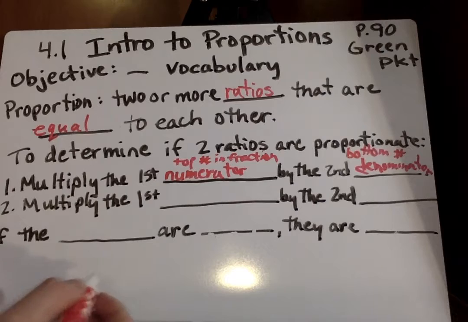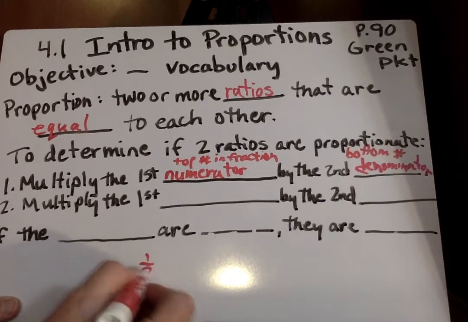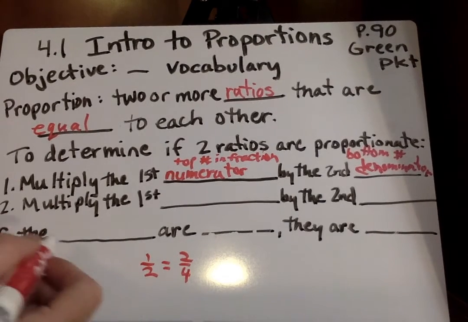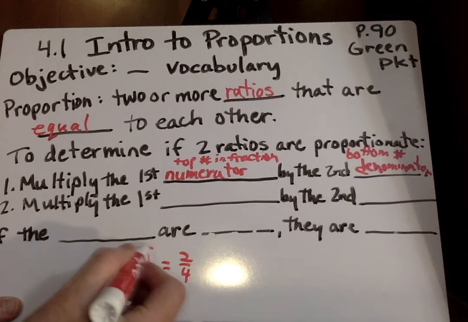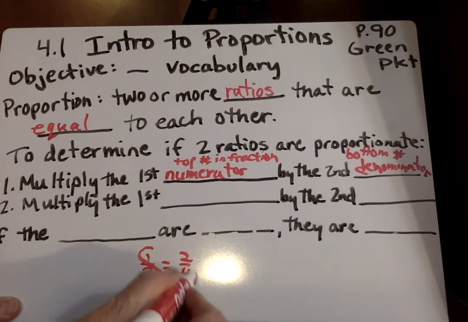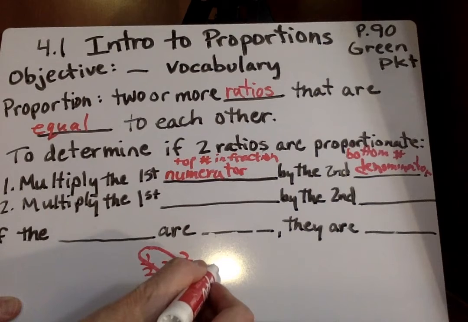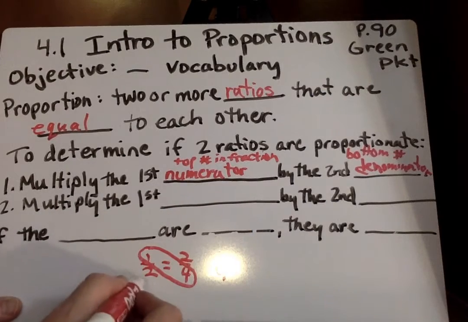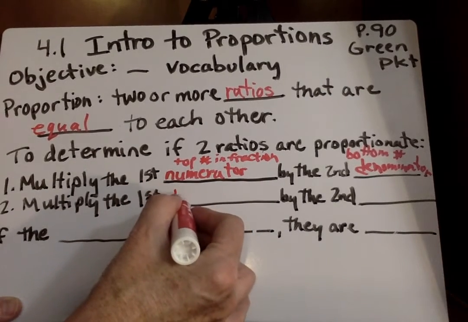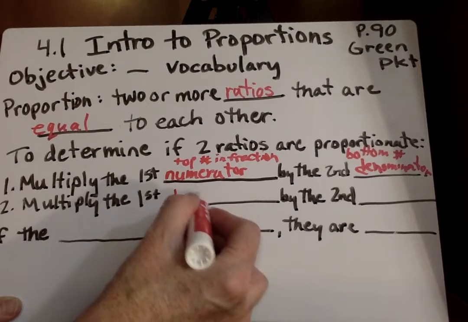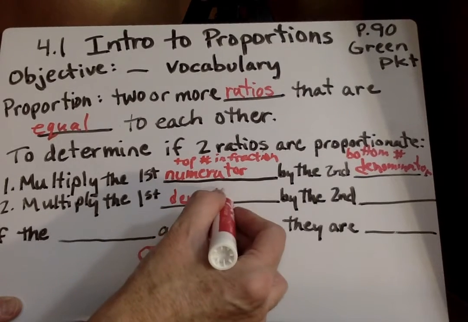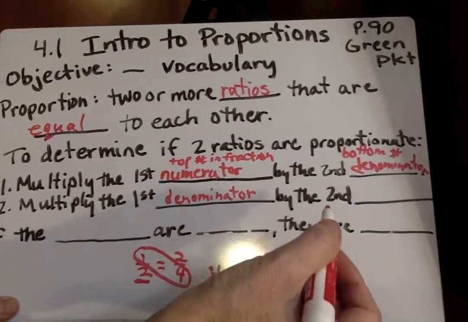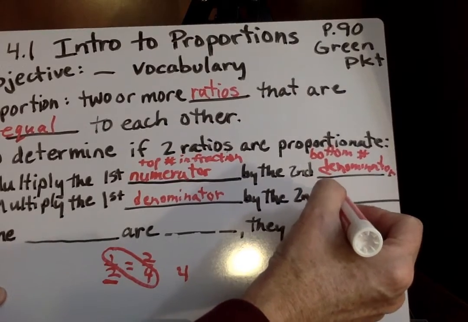Okay, so if I had 1/2 equals 2/4, I would take the first numerator and multiply it by the second denominator. So 1 times 4. Then I would multiply the first denominator, that's down here, the bottom number, by the second numerator.